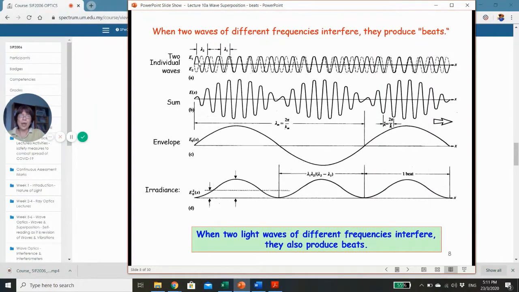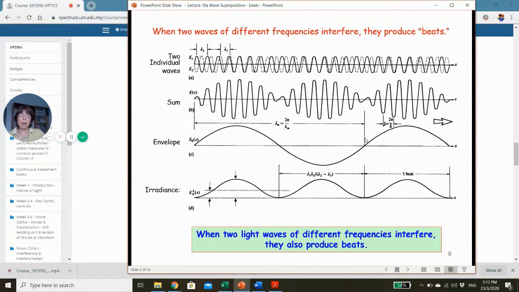At the point where they interfere destructively, you're going to get zero amplitude. At the point where they interfere constructively, we get the maximum amplitude. So these are the beats: 1, 2, 3. So beat, beat, beat. And the envelope is actually like that.